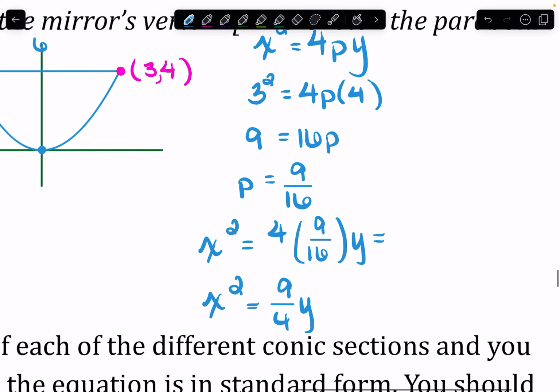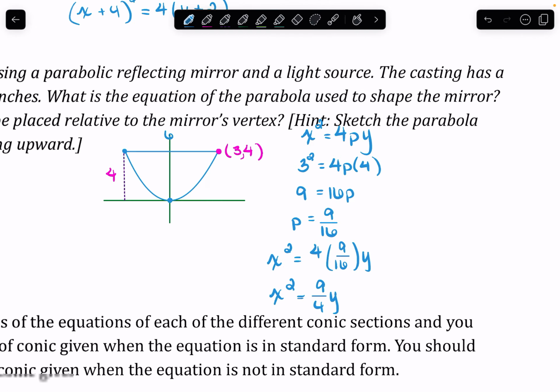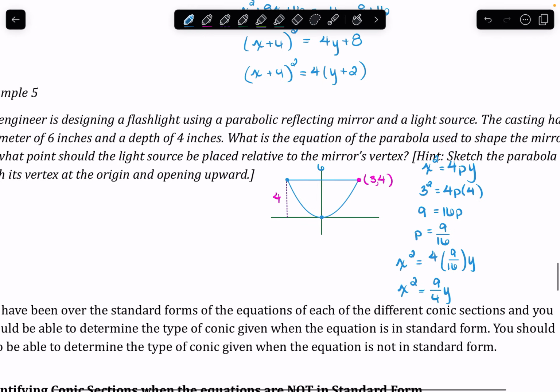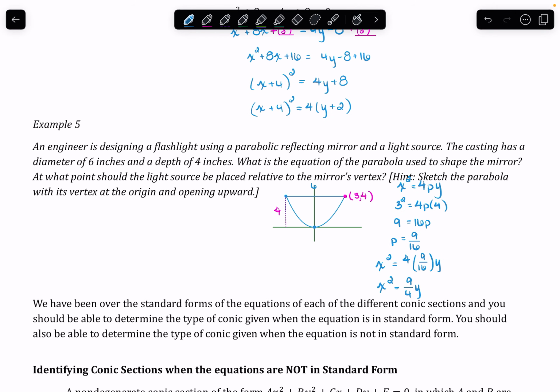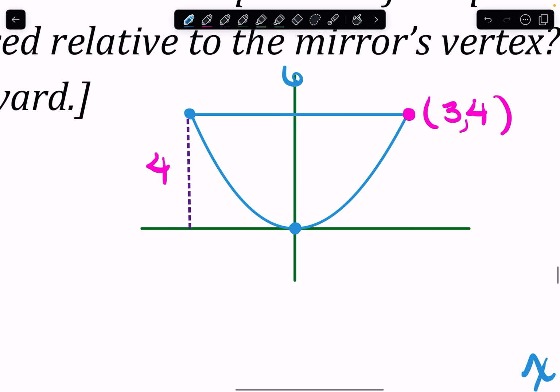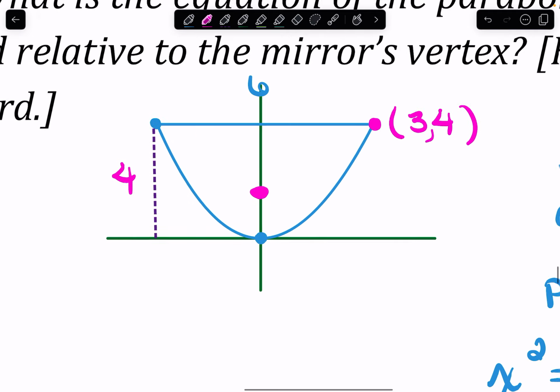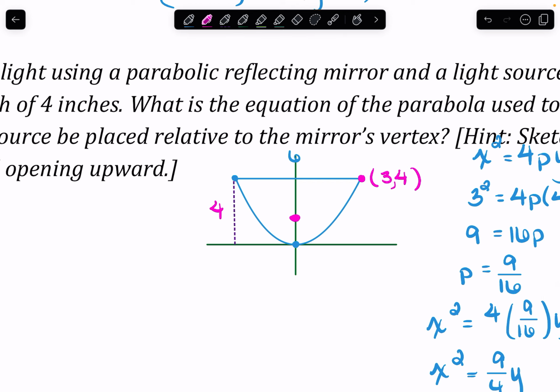So there's our equation. So that's one thing we were asked. Second thing we were asked, zoom out. At what point should the light source be placed relative to the mirror's vertex? Relative to the mirror's vertex, what that means is we need to make sure it's equidistant so that it does reflect properly. So that means we need a point inside of our parabola, and that's where your focus comes in. So what we're going to place the light source at right here. That way it does mirror properly onto that parabola.